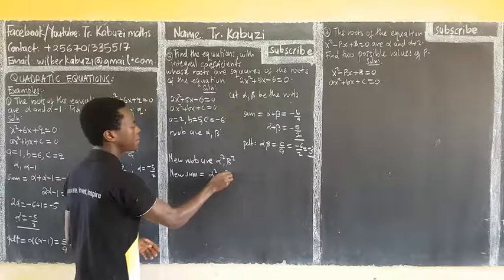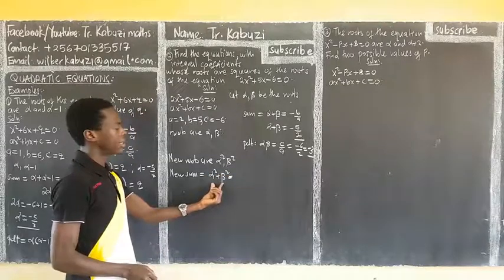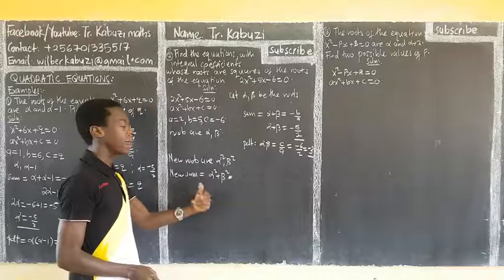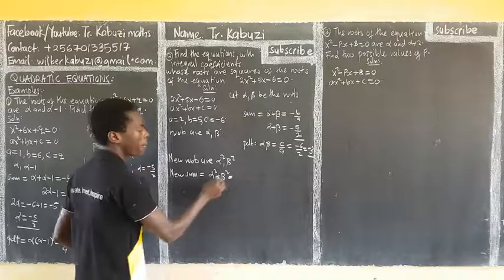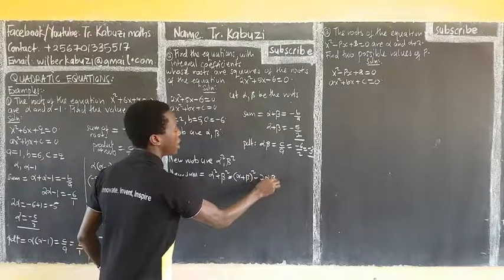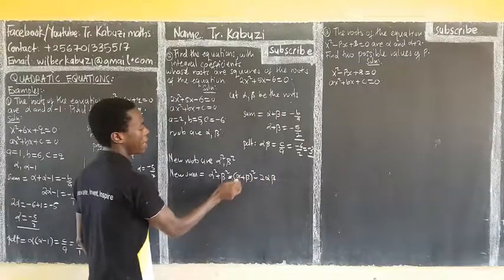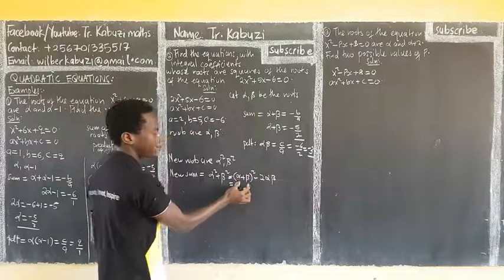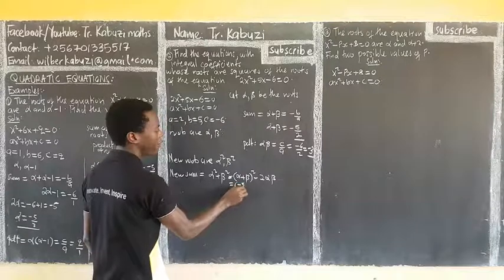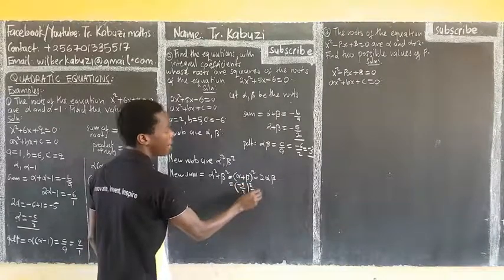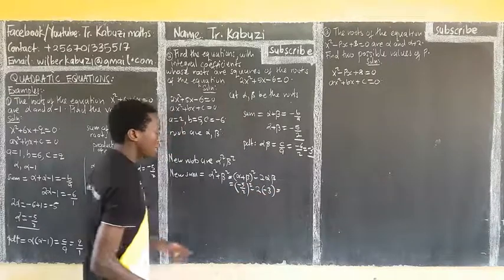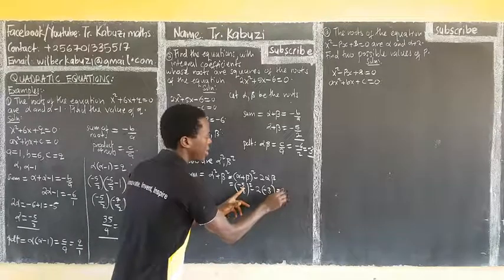We sum them. And remember we saw that whenever we have this, we always express it in terms of the sum and the product using the symmetric equations we saw. So this one is alpha plus beta squared minus 2 alpha beta. So we substitute here. My alpha plus beta, you have it already, which is negative 5 over 2 squared, minus 2 into alpha beta, which is negative 3. So when you square this, you get 25.